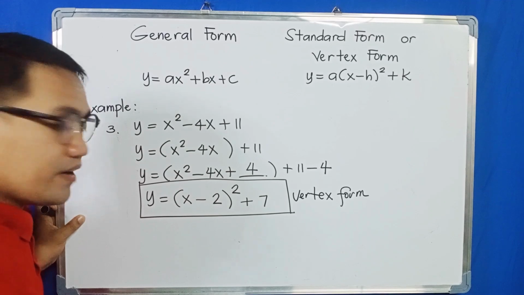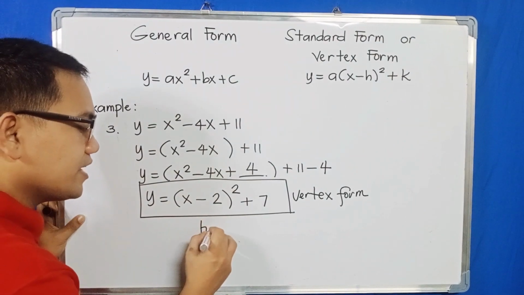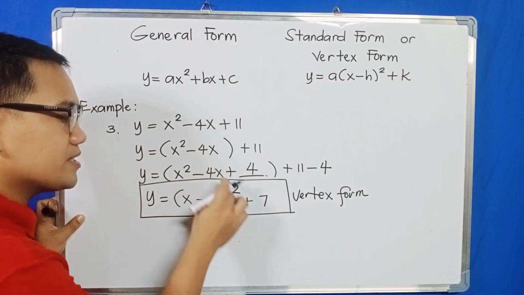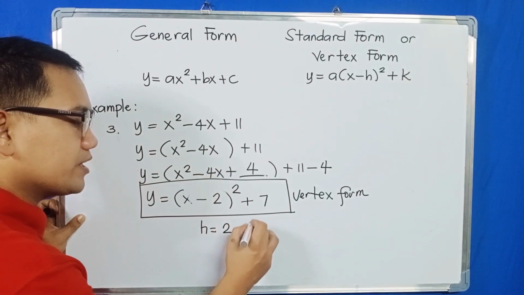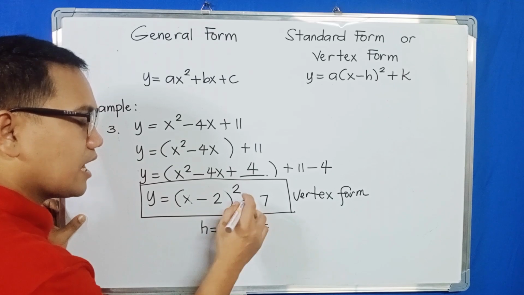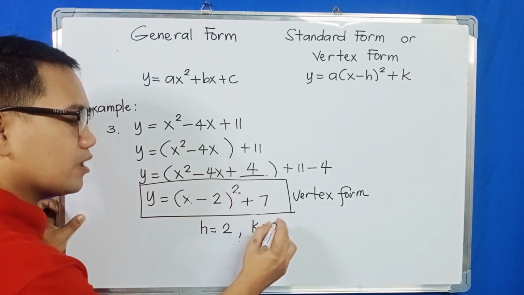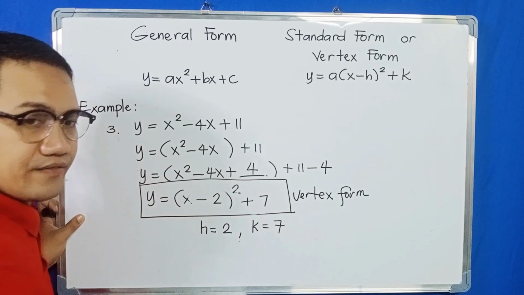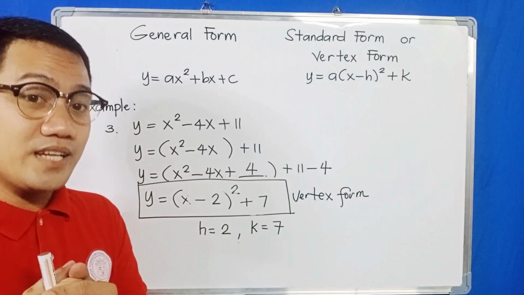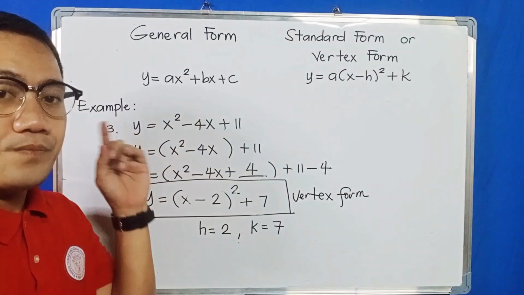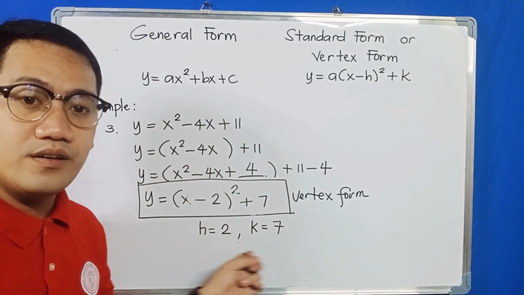And to identify our h, that is the inverse sign of the term inside the square of a binomial, that would be positive 2, and our k is the constant outside the square of a binomial, which is positive 7. So this would be the vertex form of our given quadratic function and the coordinates of our vertex.